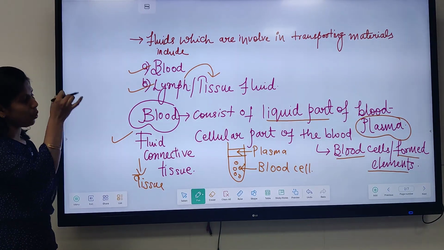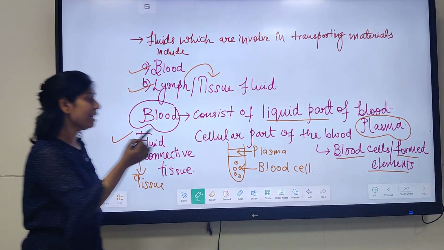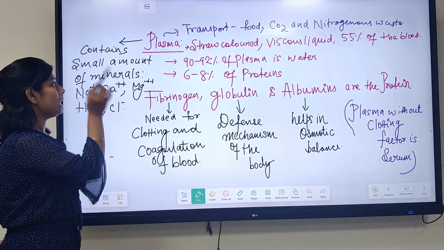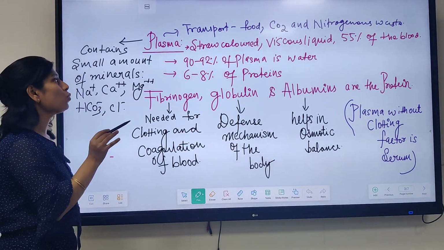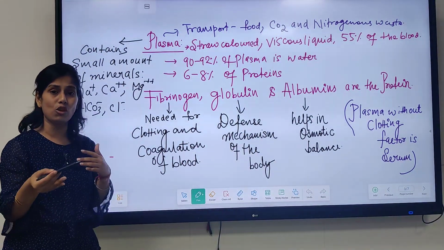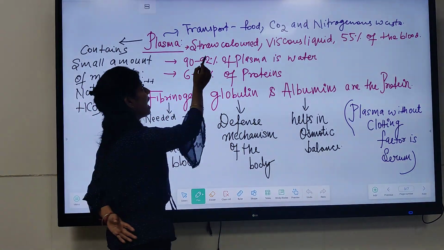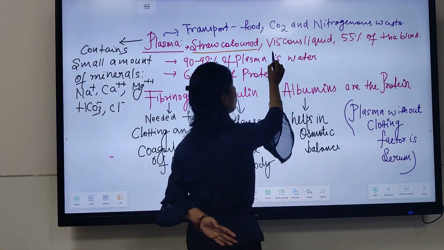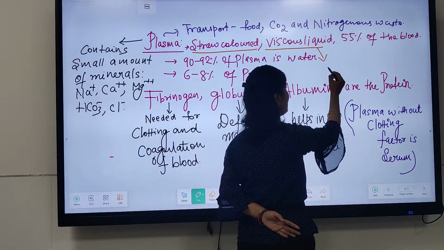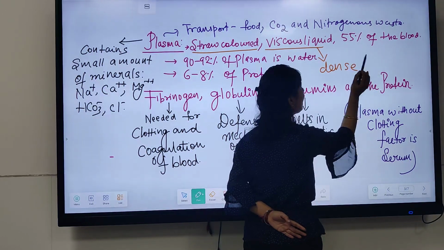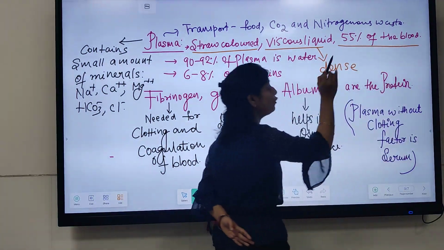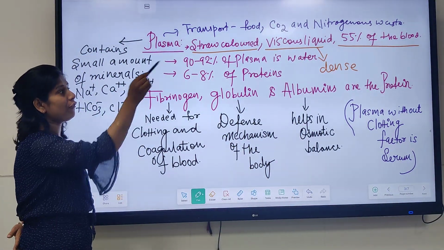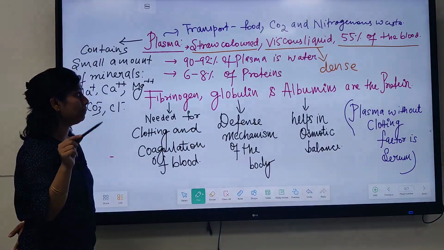Let's understand what plasma is. Plasma is the liquid part of the blood. Let's understand what things are present and what the characteristics of plasma are. How do you know this is plasma? Plasma is a straw colored substance. It's a viscous liquid. What do you mean by viscous? Highly dense. About 55% of the blood is basically your plasma. So if it is 100% of blood, you will have 55% of plasma present inside the blood.